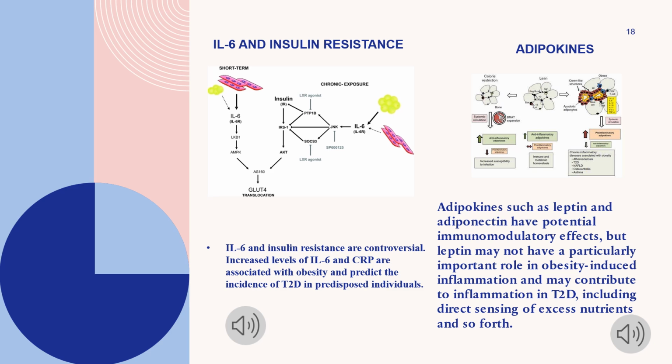IL-6 and insulin resistance are controversial. Increased levels of IL-6 and CRP are associated with obesity and predict the incidence of type 2 diabetes in predisposed individuals. Adipokines such as leptin and adiponectin have potential immunomodulatory effects, but leptin may not have a particularly important role in obesity-induced inflammation and may contribute to inflammation in type 2 diabetes, including direct sensing of excess nutrients and so forth.